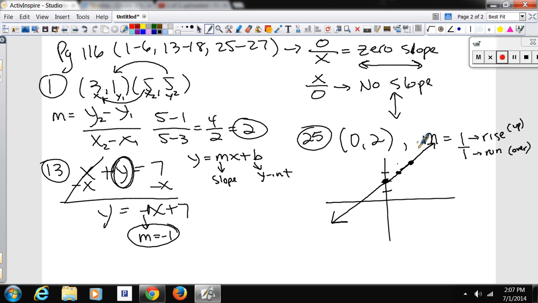So you're going to do 26 and 27 the same way. Find the point, make the slope a fraction, and find the slope.